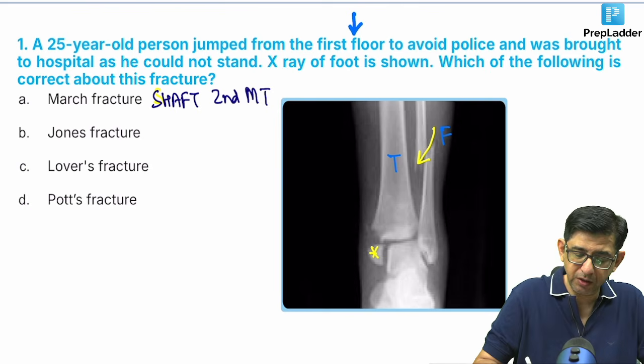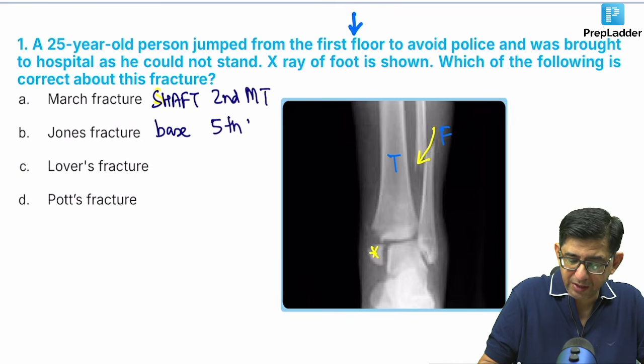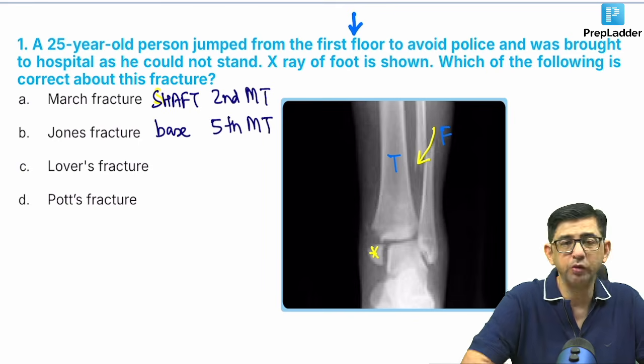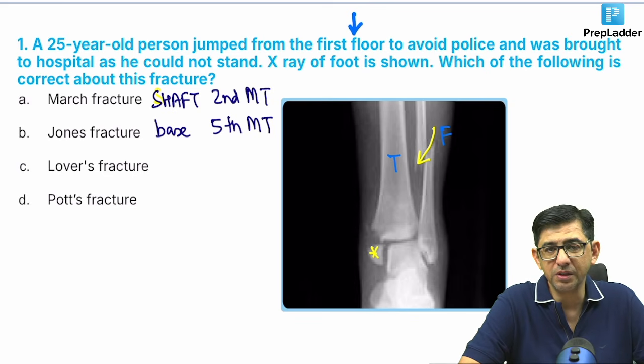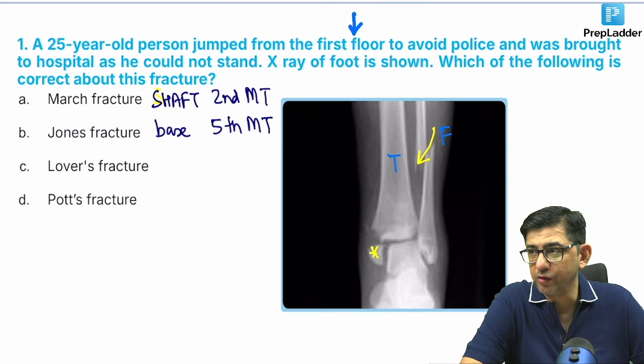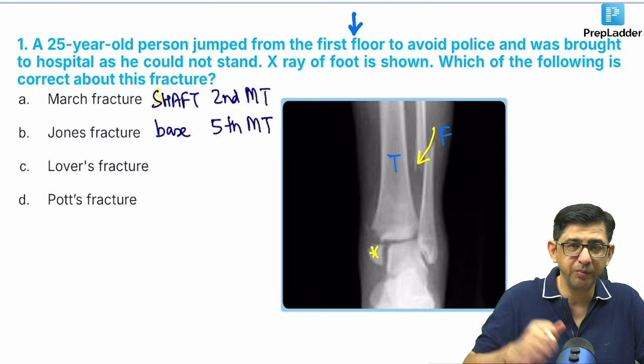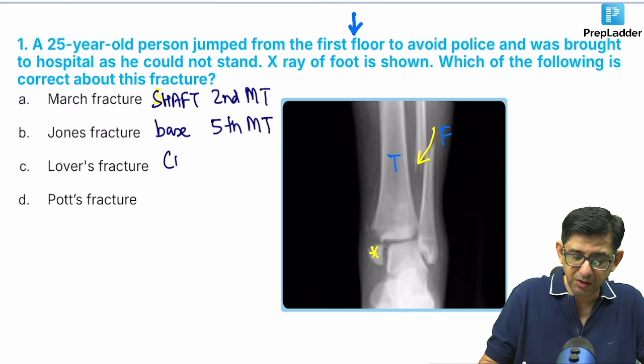In Jones fracture, it is actually the base of the fifth metatarsal. So as such, two options can easily be ruled out. So either you're left with lover's fracture. In lover's fracture, it is like, this guy went to meet his girlfriend and the girlfriend's father came and therefore he had to jump from the first floor. So in those cases, the fracture will be involving the calcaneum of the patient.